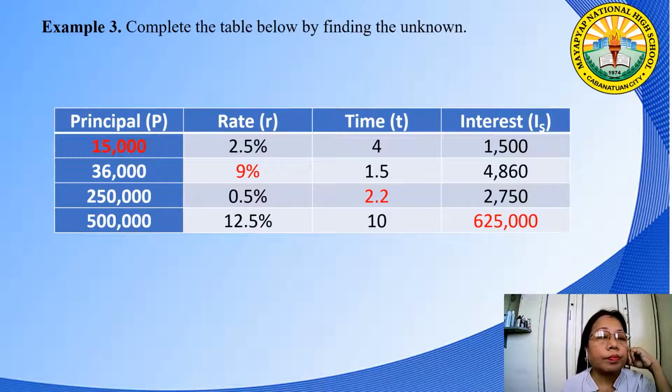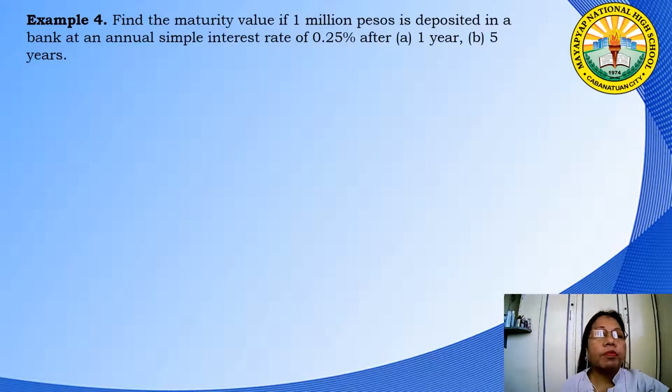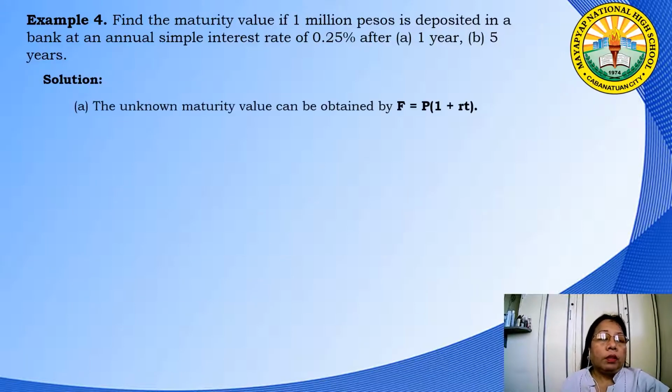Example number 4. This time you find the maturity value if 1 million pesos is deposited in a bank at an annual simple interest rate of 0.25% after 1 year and after 5 years. So the unknown maturity value can be obtained by F equals P multiplied by 1 plus RT. So we derived it already from our previous discussion.